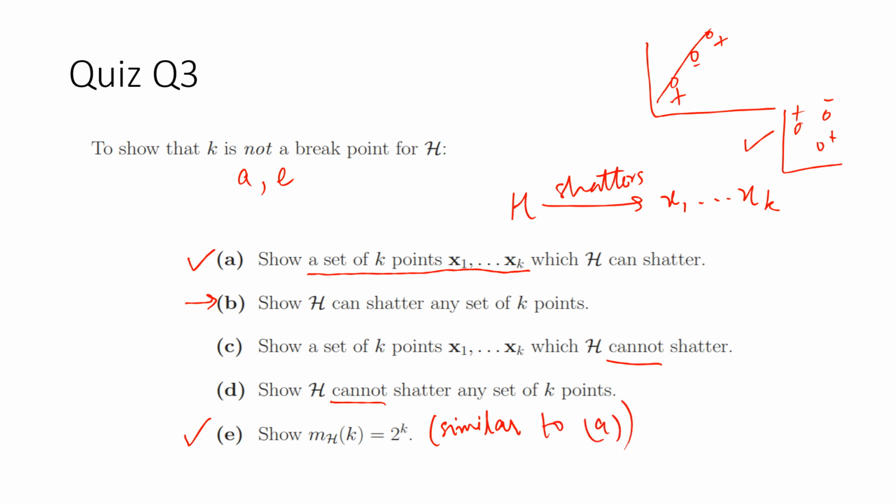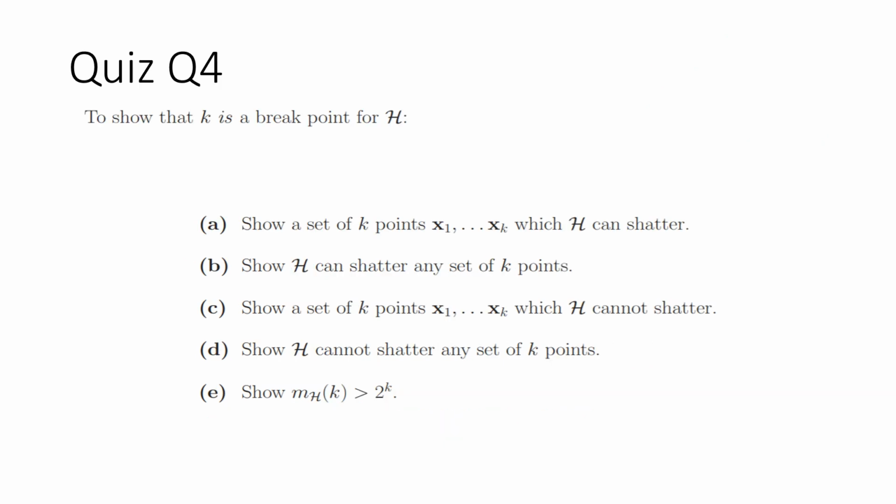Okay, so that was quiz number 3, and then let's look at quiz number 4. Now this is the opposite. We have to show that K is a breakpoint for H, right? So let's look at that. What is the definition of a breakpoint? It reveals the deficiency in my hypothesis set. So now we have to show that K is a breakpoint. Okay, let's see. Show a set of K points, x1 up to xk, which H can shatter.